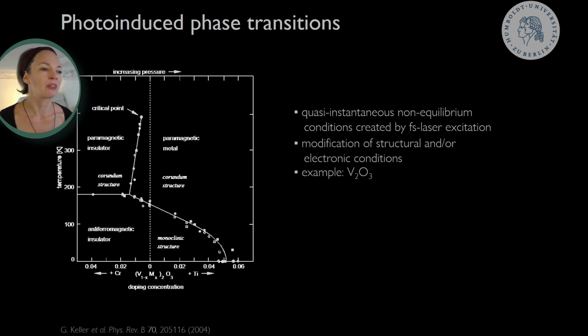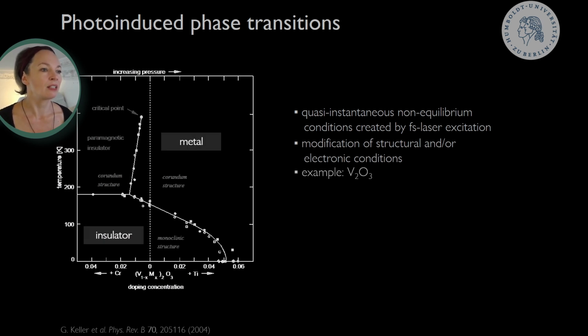Here I have brought the example of V2O3, a material that exhibits an insulating phase at low temperatures and low doping densities, and then it shows a metallic phase at higher temperatures and higher doping concentrations. And the idea is to photodope this material, enhance the carrier density by the excitation with light, and by that drive the insulator to metal transition.